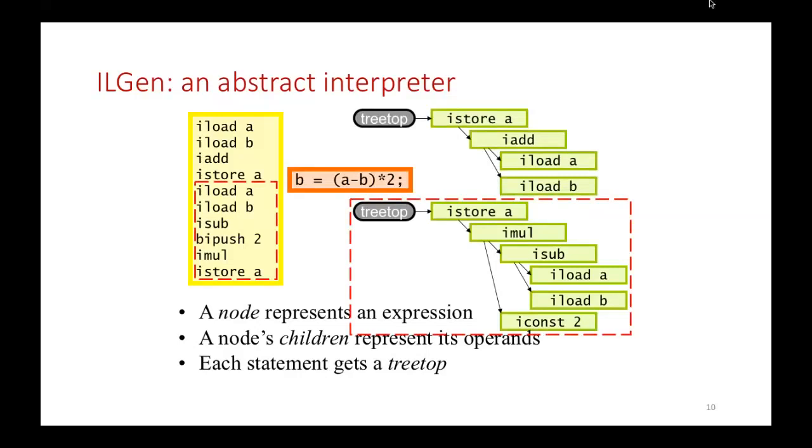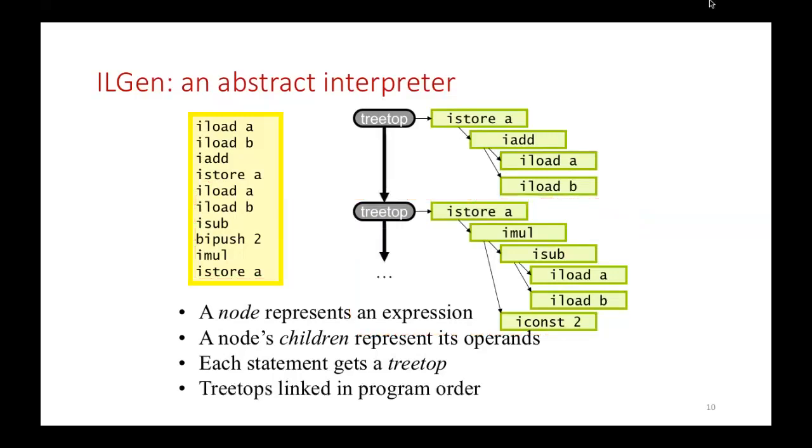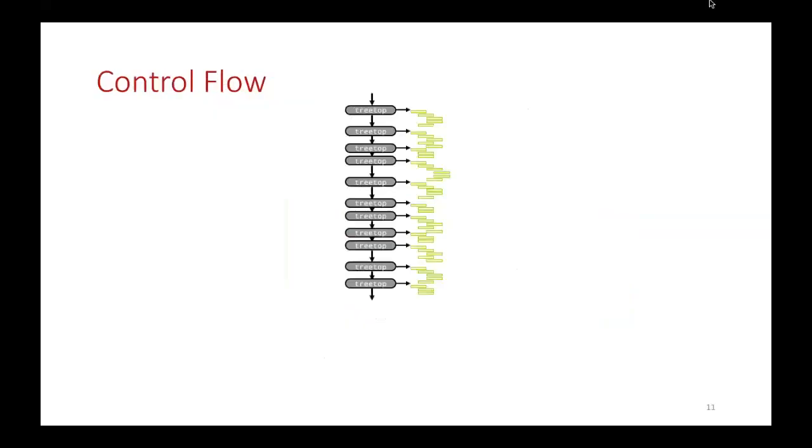So we carry on, and we get to the next statement, and we end up producing yet another treetop for the next set of bytecodes there. And what we do when we're producing all these treetops is we link them all together in program order. So at the end of consuming all the bytecodes for a particular method, we're going to end up having a very long linked list of these treetops, as we see here in the next step.